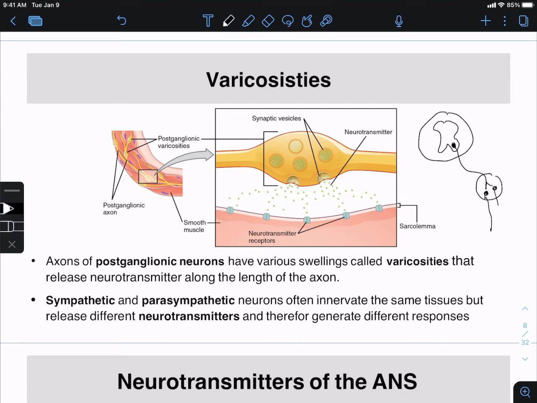But when you look at the region where the autonomic nervous system neurons synapse onto tissues, this area right here, where they hit their target structure, whatever that structure happens to be, we see a specialized synapse. So instead of the classical synapse that I've been drawing, which looks something like this, what we see instead is what's called a varicosity.